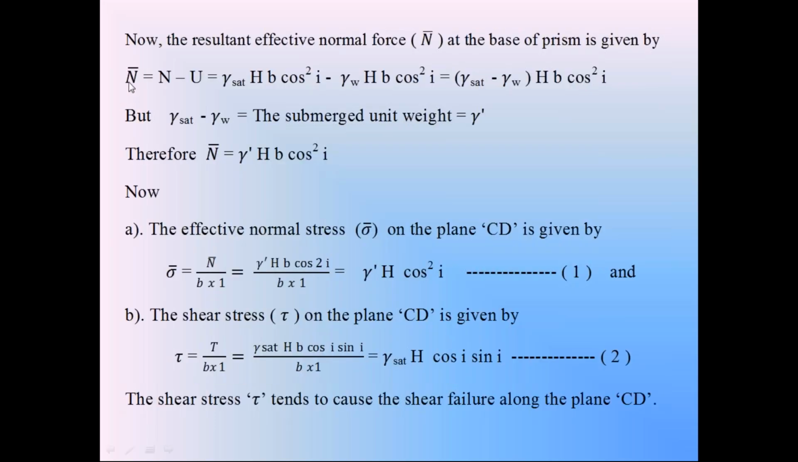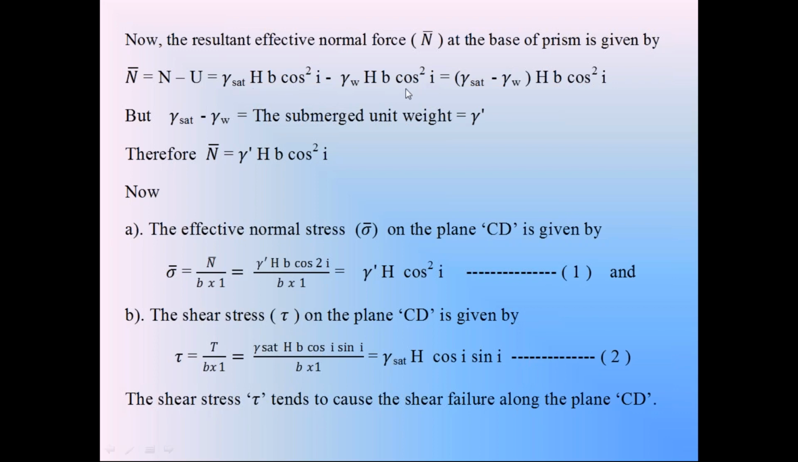So this is the effective force in the soil prism, N dash. The effective normal force is equal to total normal force N minus the pore water force U. Total normal force N is equal to gamma saturation H B into cos square i. This is from the weight of the soil prism, and this pore water force U is from the pore water. From the pore water pressure small u, we calculate the pore water force capital U, that is equal to gamma W H B into cos square i.